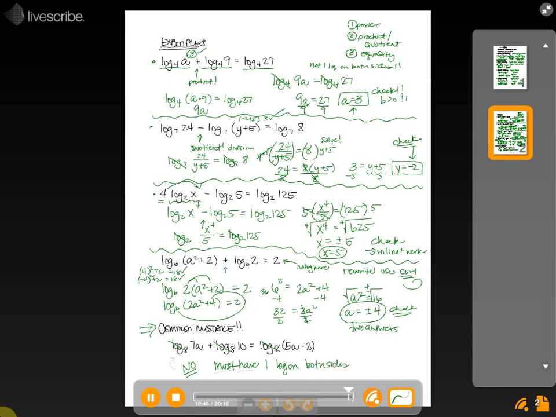And that's really important in order to use that equality property. It's not there here. There's 2 logs on the left and 1 log on the right. It's not going to work. You can combine them and then cancel, but at this point, you can't do that because you must have 1 log on both sides.